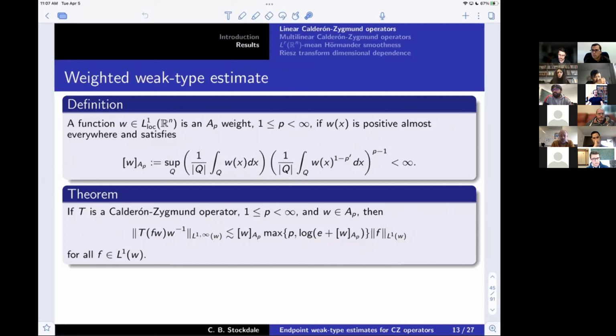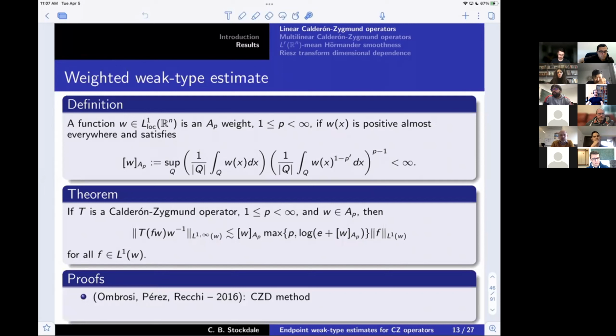Now, if you take the weight just to be the constant function 1, this completely reproduces the classical weak 1-1 inequality. So this is a weighted generalization. They call this a Sawyer type mixed weighted weak type inequality.